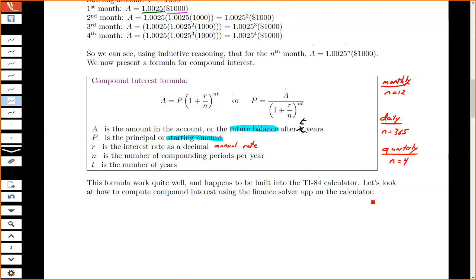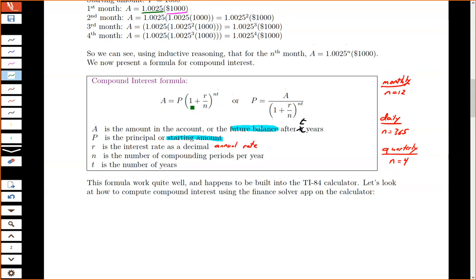So what I want to do is look at computing interest 2 different ways. I want to look at it using formulas and then also using your calculator. Now, one of the things you'll notice is that you weren't given 1 formula here, we were given 2. And that's because we might want to find different things.